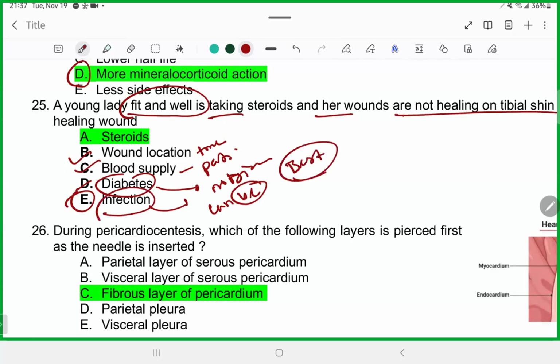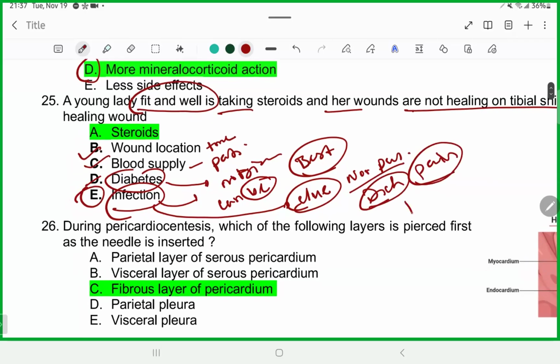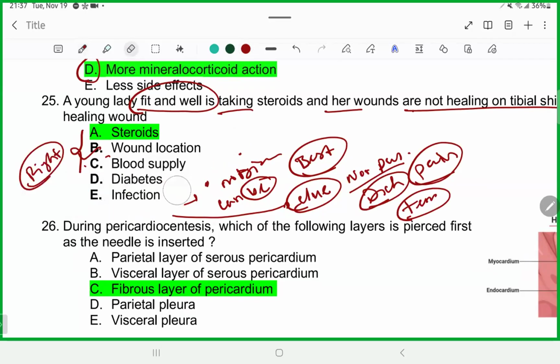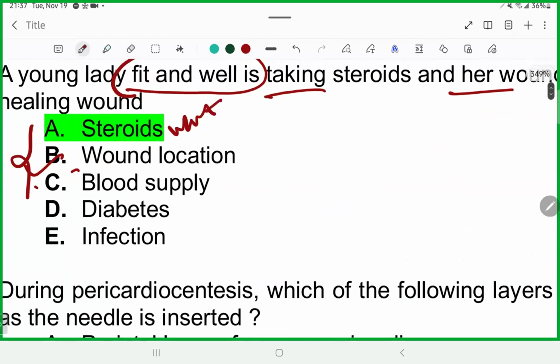They did not mention any clue about infection. No pus mentioned, no discharge, no pain or fever, no temperature. Nothing mentioned, so you don't suspect what is not there. But see what I told you: you can have more than one right answer, but you have to choose the best one according to the scenario. So for the tibial shin, if steroid was not there, wound location would be the answer.